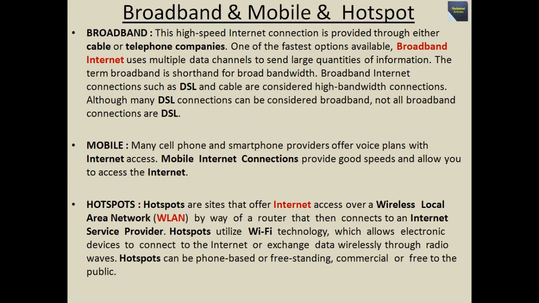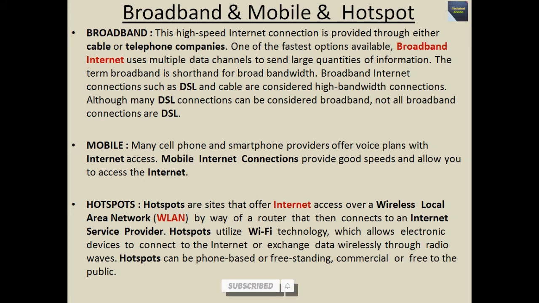Now we talk about other connectivity like broadband, mobile and hotspot. So at first we discuss the broadband. This high-speed internet connection is provided through either cable or telephone companies. One of the fastest options available, broadband internet uses multiple data channels to send large quantities of information. The term broadband is shorthand for broad bandwidth. Broadband internet connections such as DSL and cable are considered high bandwidth connections. Although many DSL connections can be considered broadband, not all broadband connections are DSL.